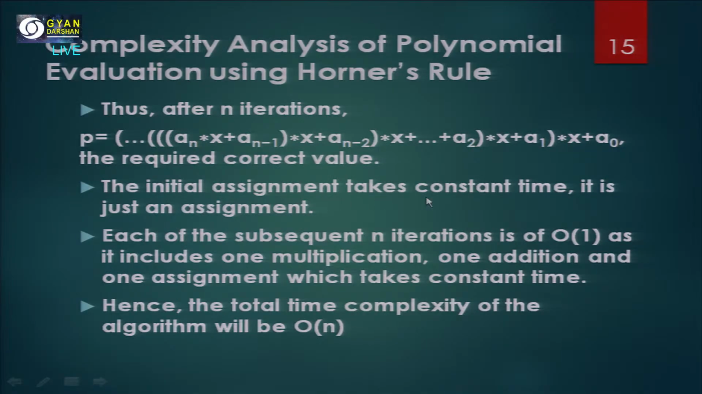Then the initial assignment takes constant time. It is just an assignment because we just assigned a_n to the polynomial value, and each of the subsequent n iterations is order 1 only. Why? Because there is just one multiplication, one addition and one assignment, which takes constant time. Hence the total time complexity of the algorithm will be order n. How is it possible that it is order n only?